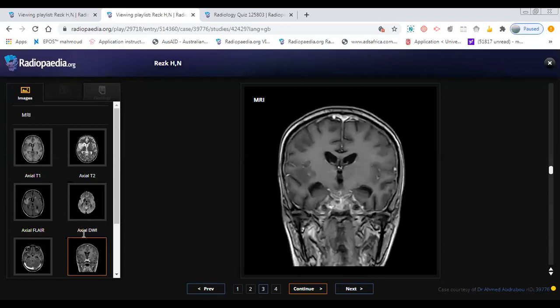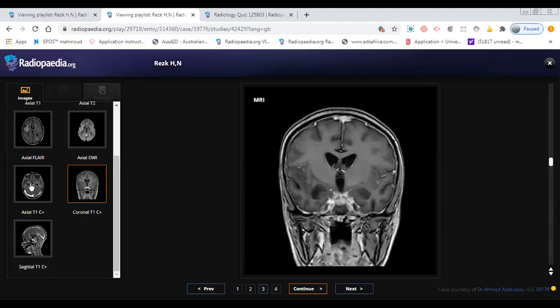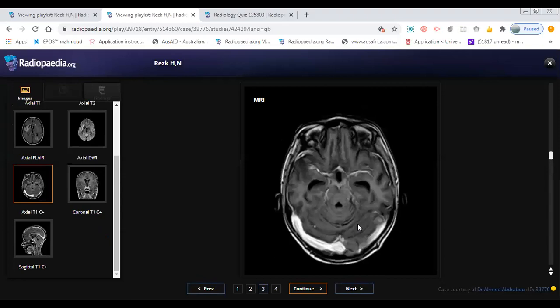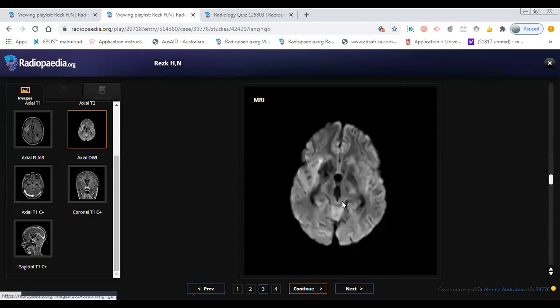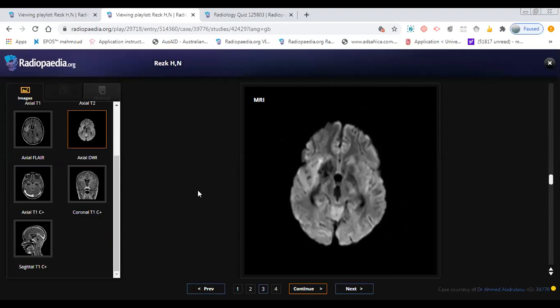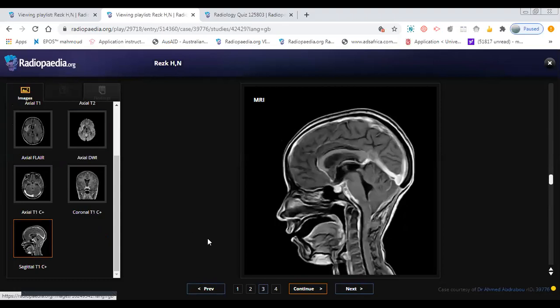One of the good differentials is herpes, okay? Maybe because you see the temporal, yes. But to be honest, herpes doesn't appear like this, atypical. Typically, it comes with temporal unilateral involvement and it has good restriction in diffusion. So what else? What do you think?